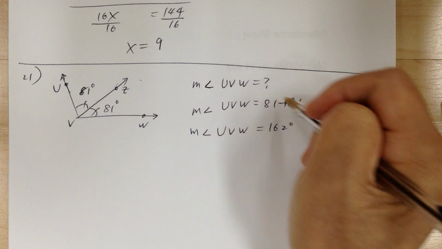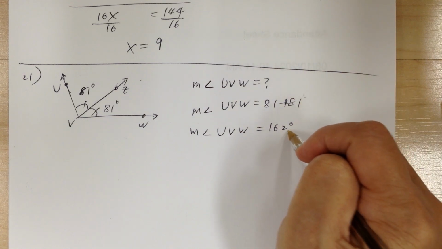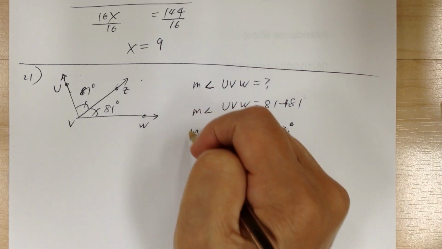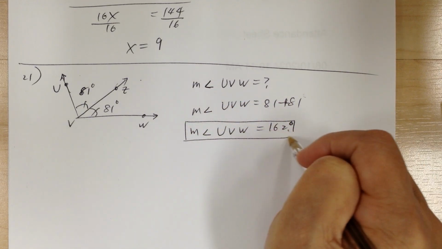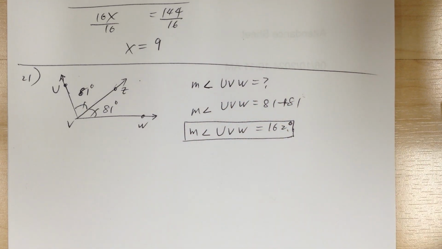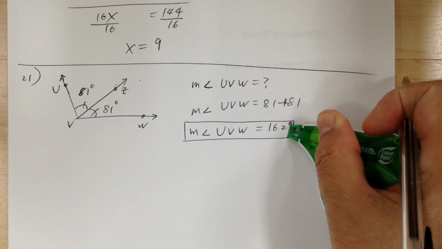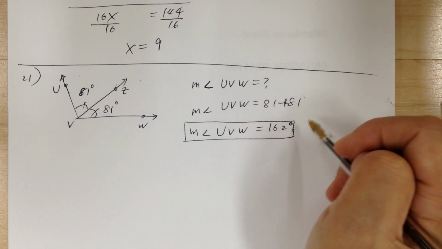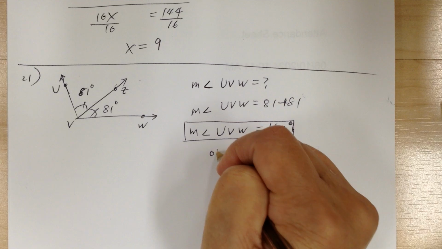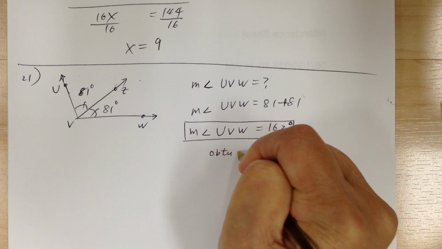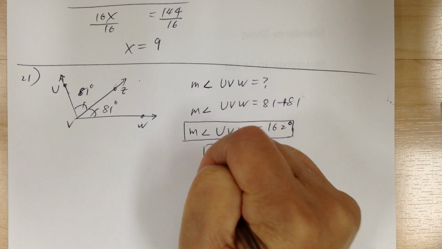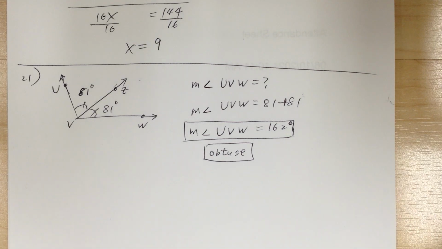So when you're doing a calculation, you don't have to put a label, but for your final answer, make sure you put the degree symbol over there. And you have to classify, so this is obtuse. Okay, let's go to the next one.